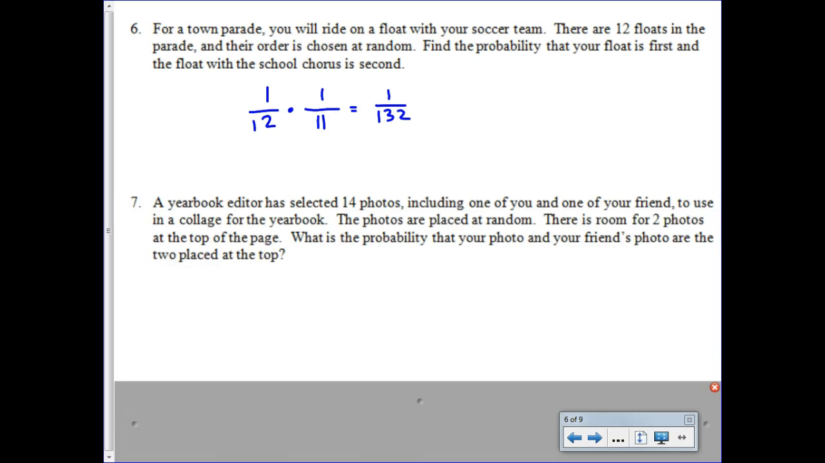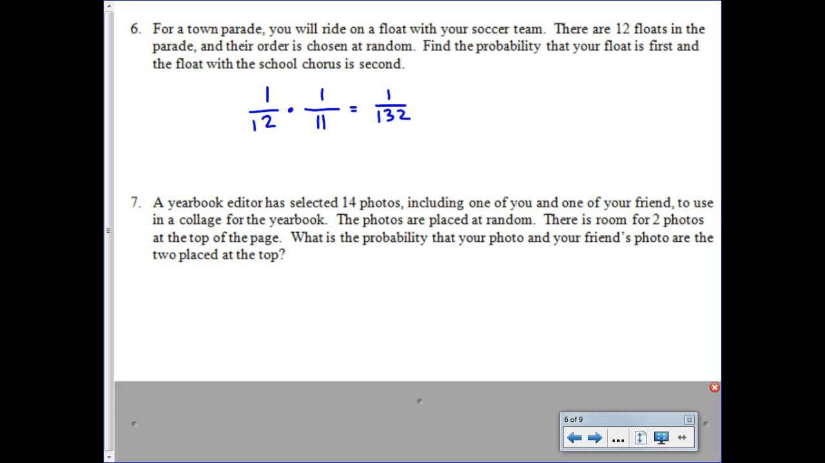All right, a yearbook editor has selected 14 photos, including one of you and one of your friend, to use in a collage for the yearbook. The photos are placed at random. There's room for 2 photos at the top of the page. What is the probability that your photo and your friend's photo are the 2 placed at the top?